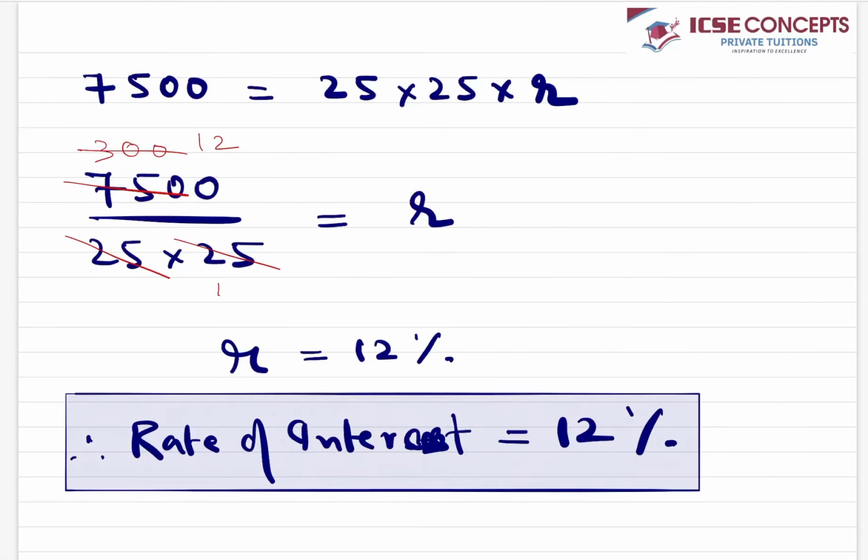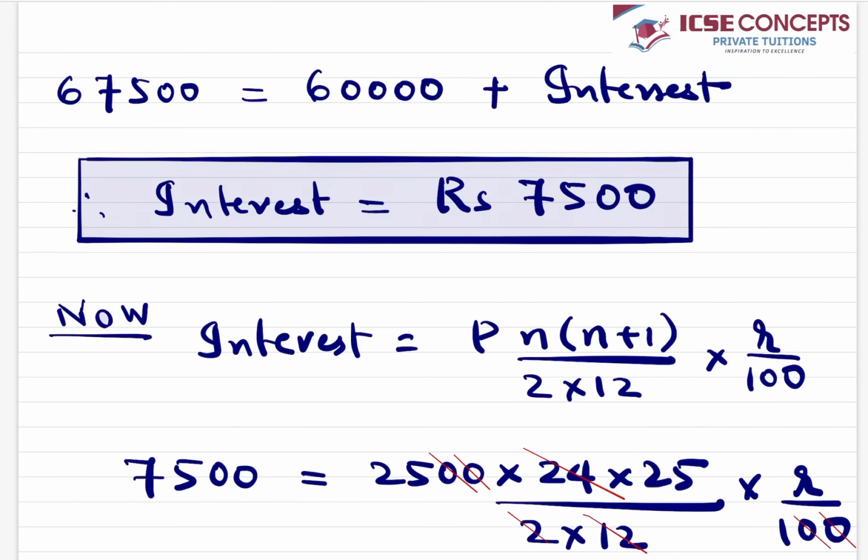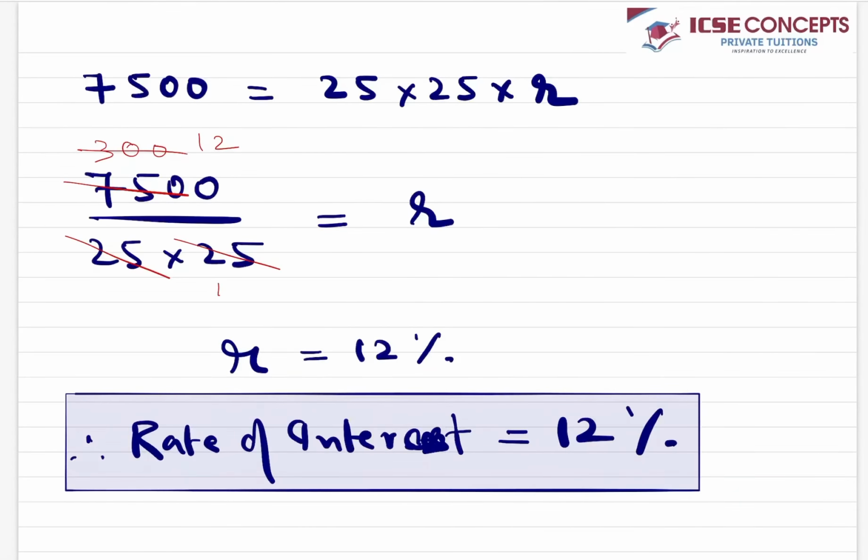Clear? So the interest paid by the bank was rupees 7,500, and the rate of interest was 12%. So these are the type of questions you solve for banking.